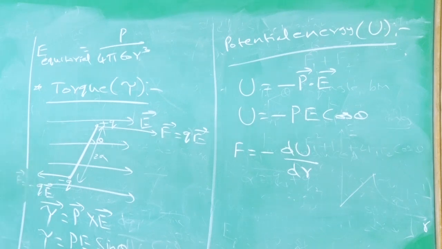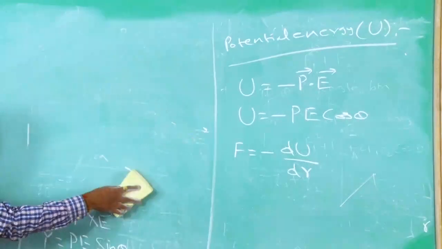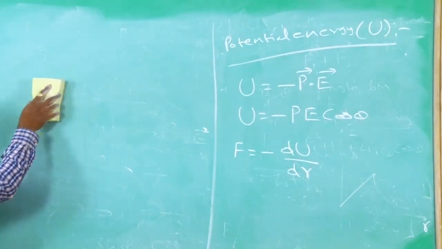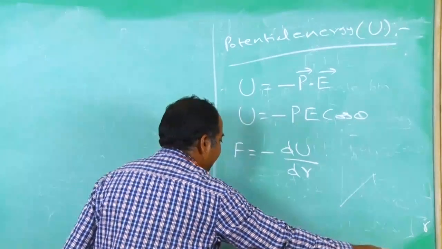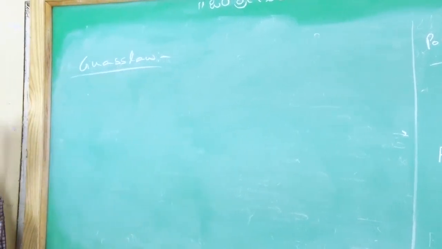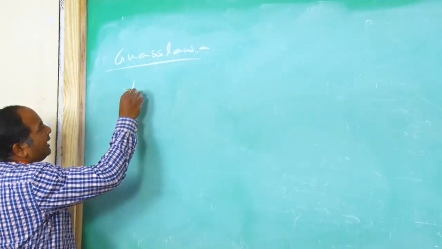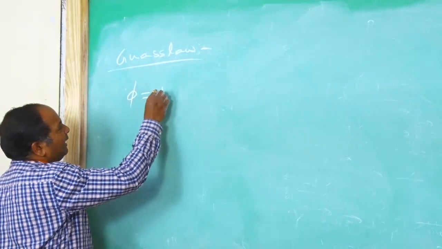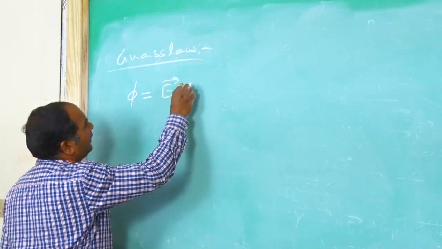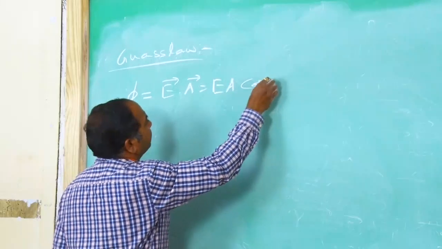After knowing about the dipole, then you should know another small topic. What is that one? Gauss Law of Electrostatics. Here in Gauss Law of Electrostatics, you should know about the electric flux. Here the electric flux phi is equal, we may write E bar dot A bar. In other words, EA cos theta.